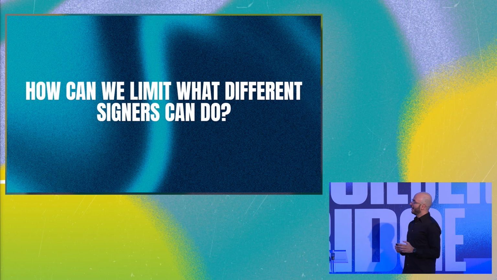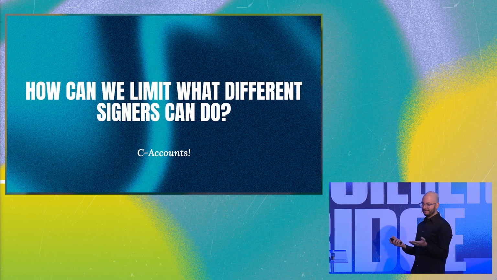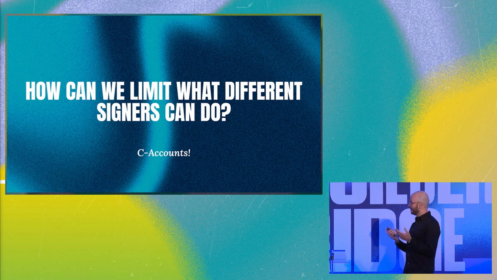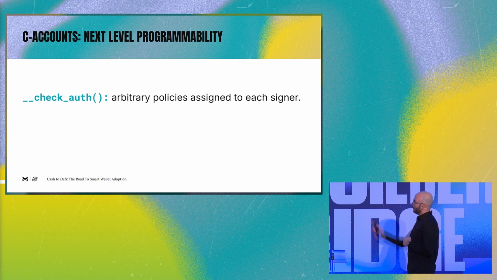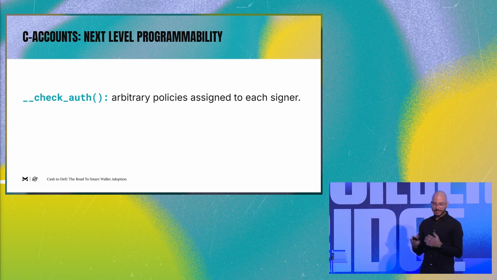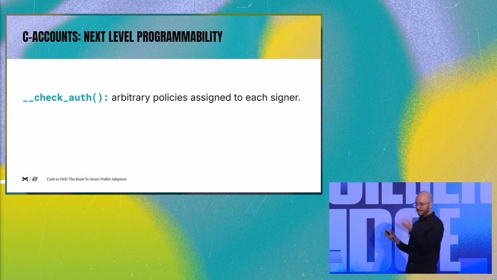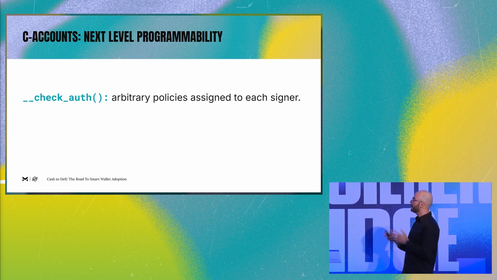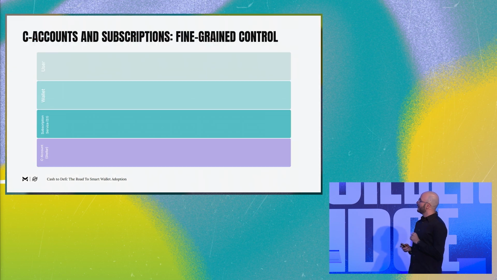So how can we limit what different signers can do, right? Is there a way to? And of course, it's a leading question. C accounts, yeah. They're awesome for that kind of use case. So C accounts have this function called check auth, which allows you, as Tyler demonstrated, to create arbitrary policies that are assigned to specific signers. And you can be as specific as you want in terms of what they can do with their accounts.